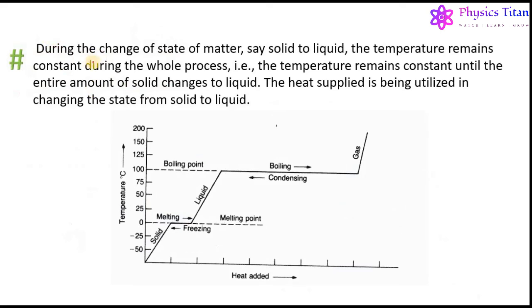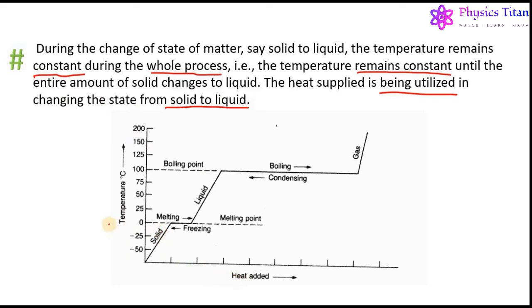Now, during the change of state of matter, say solid to liquid, the temperature remains constant during the whole process. That is, the temperature remains constant until the entire amount of solid changes to liquid in the process of melting, because the heat supplied is being utilized in changing the state from solid to liquid. Let us understand this with the help of this graph.